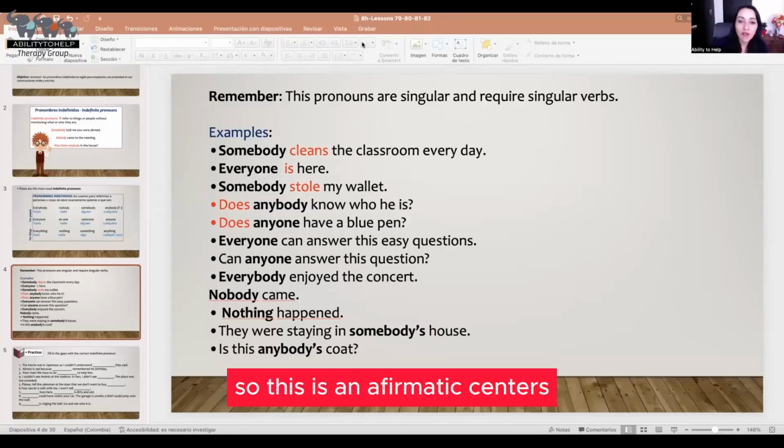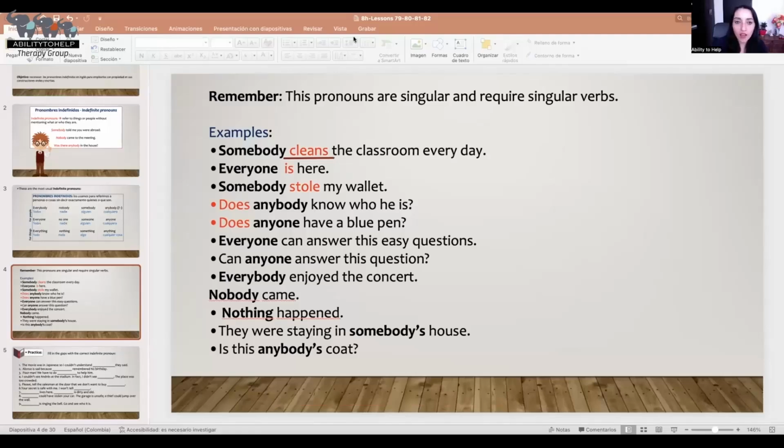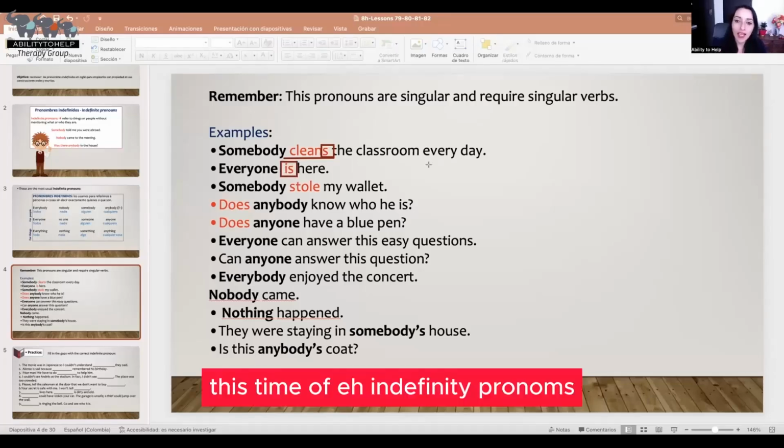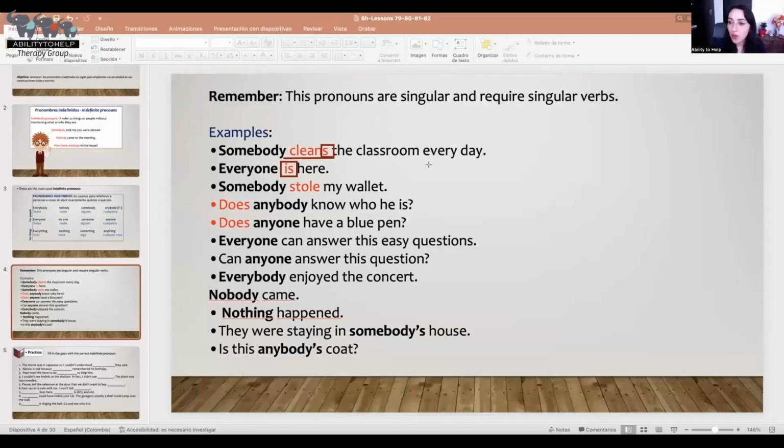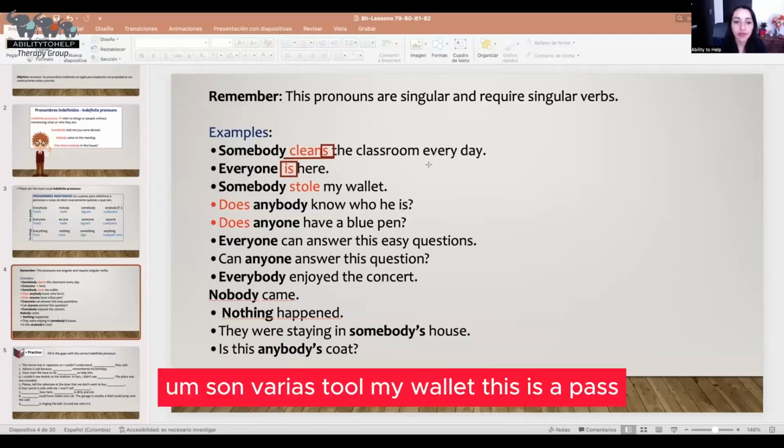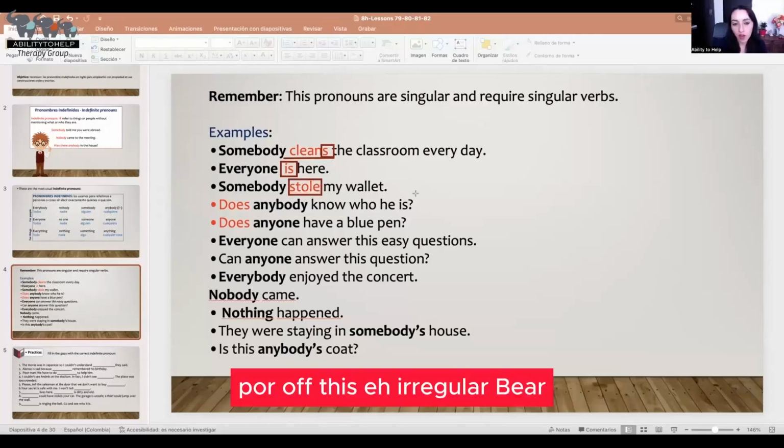So this is an affirmative sentence: somebody cleans, simple present. That's why you have to add the S, because an indefinite pronoun is always like a third person singular. It's singular, so if you write this kind of indefinite pronoun, you have to add the to-be verb, but the to-be verb is: everyone is here. Somebody stole my wallet. This is the past form of this irregular verb.